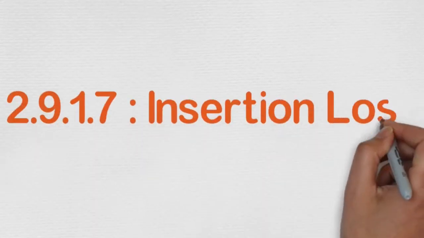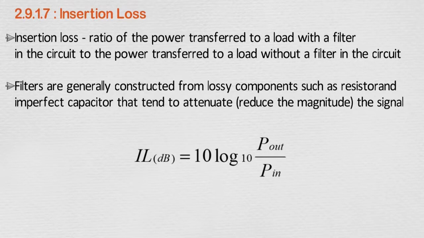2.9.1.7 Insertion loss. Insertion loss is the ratio of the power transferred to a load with a filter in the circuit to the power transferred to a load without a filter in the circuit. Filters are generally constructed from lossy components such as resistors and imperfect capacitors that tend to attenuate, or reduce the magnitude of, the signal.